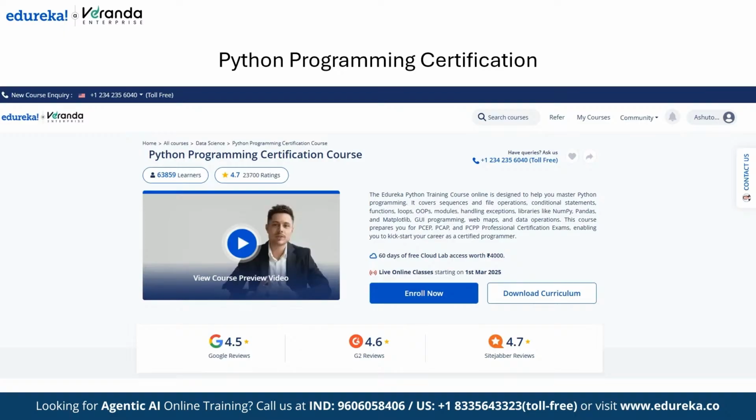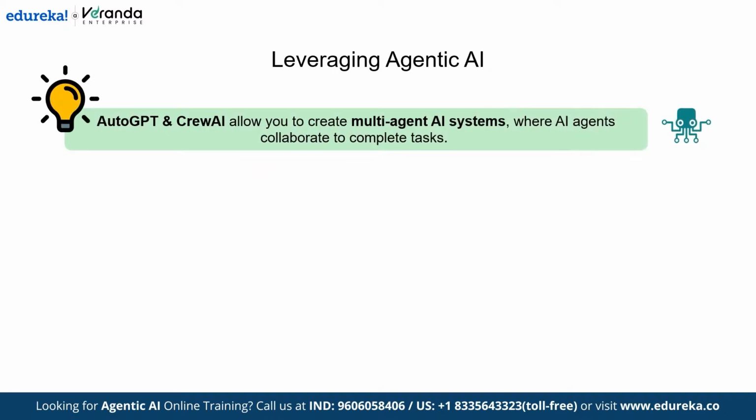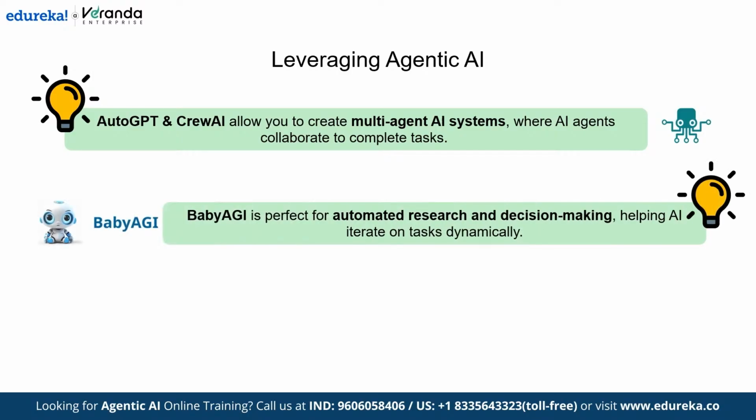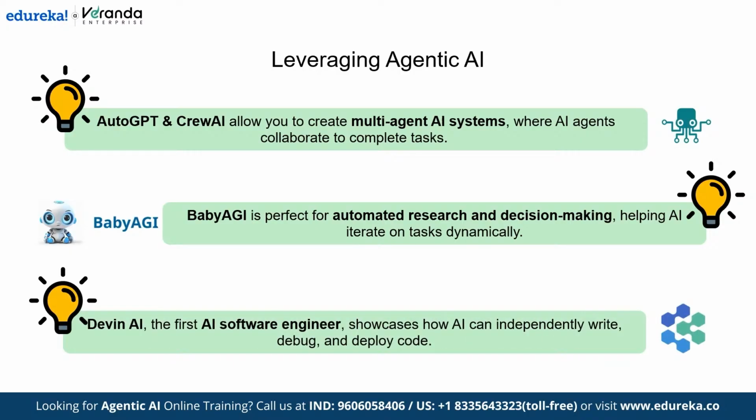With these powerful prompting techniques and tools, you will be able to optimize AI responses and unlock the full potential of Agentic AI. To leverage Agentic AI, start experimenting with cutting-edge tools that enable autonomous workflows. AutoGPT and CrewAI allow you to create multi-agent AI systems, where AI agents collaborate to complete tasks. Baby AGI is perfect for automated research and decision-making, helping AI iterate on tasks dynamically. Devin AI, the first AI software engineer, showcases how AI can independently write, debug, and deploy code.